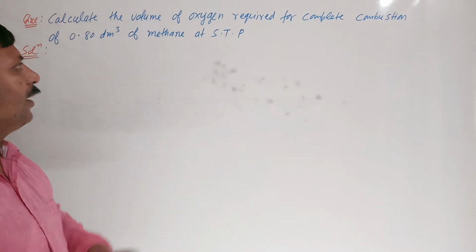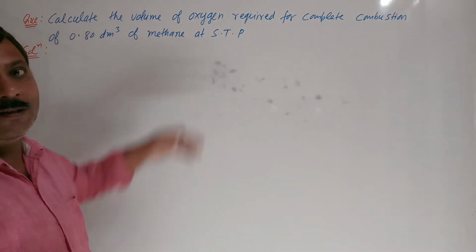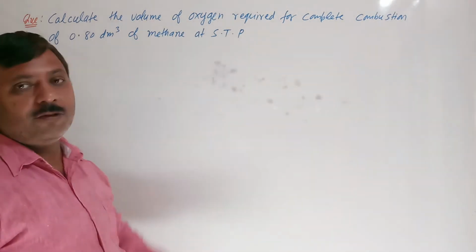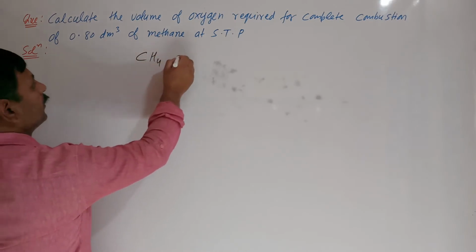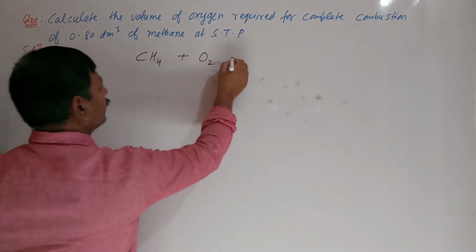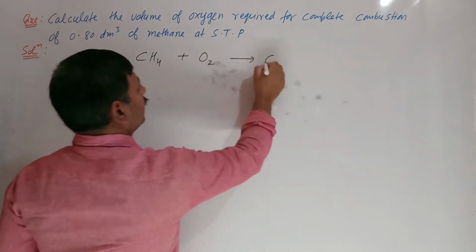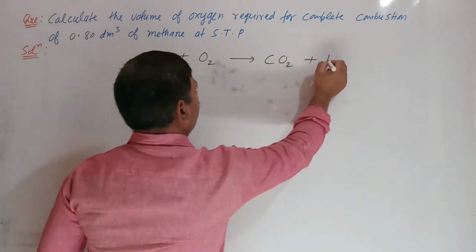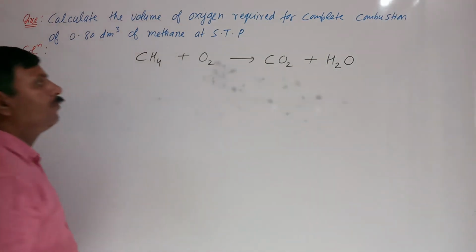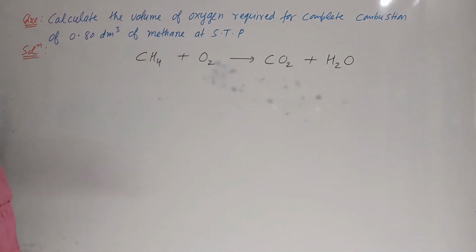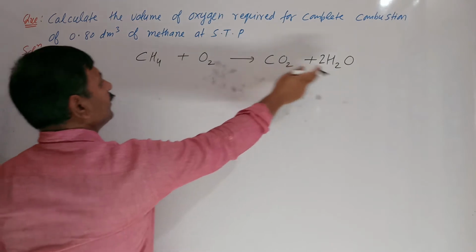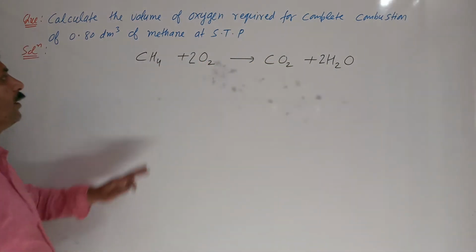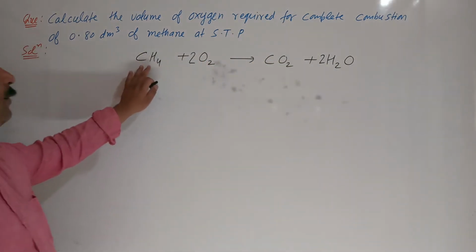See here, what is the reaction? Firstly, we have to know about the reactions, how they are reacted. Methane reacted with oxygen. We know CH4 reacted with oxygen. What happened? They are forming carbon dioxide and water. If you are completing the equation, you have to multiply oxygen by two, and this is the complete balanced reaction.